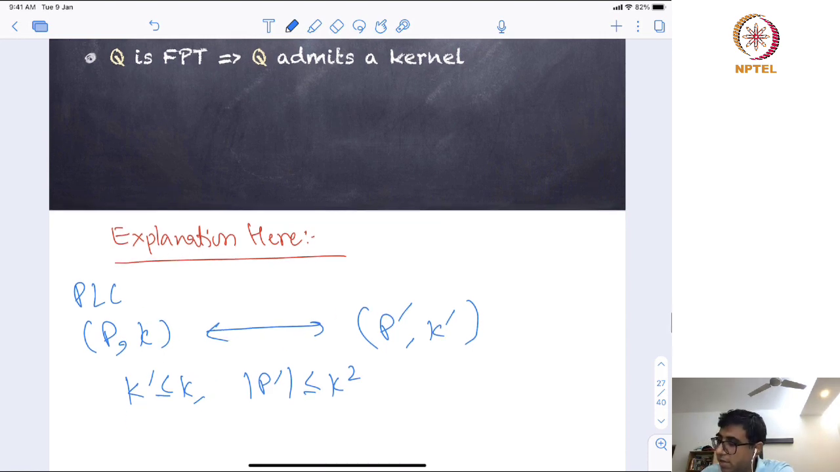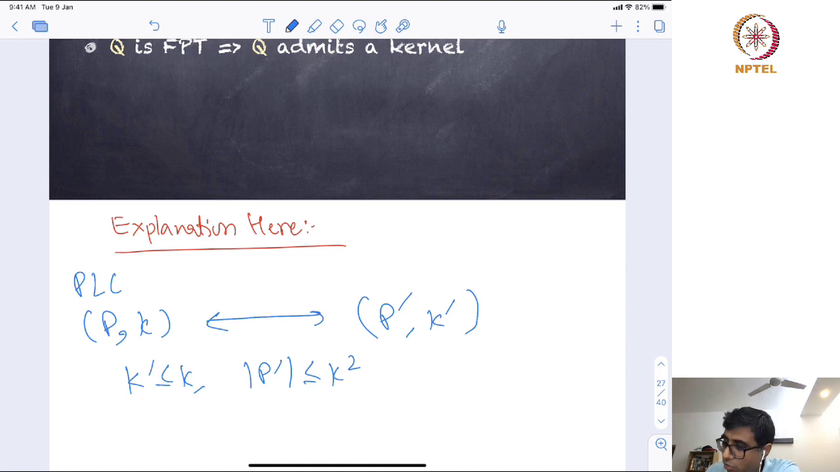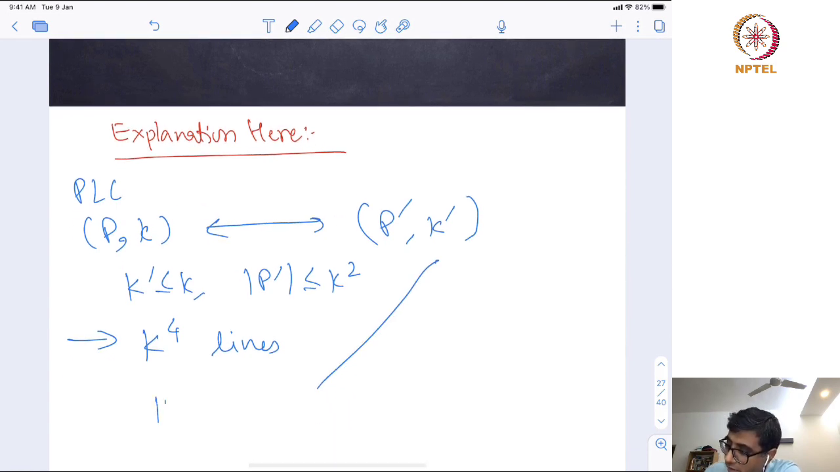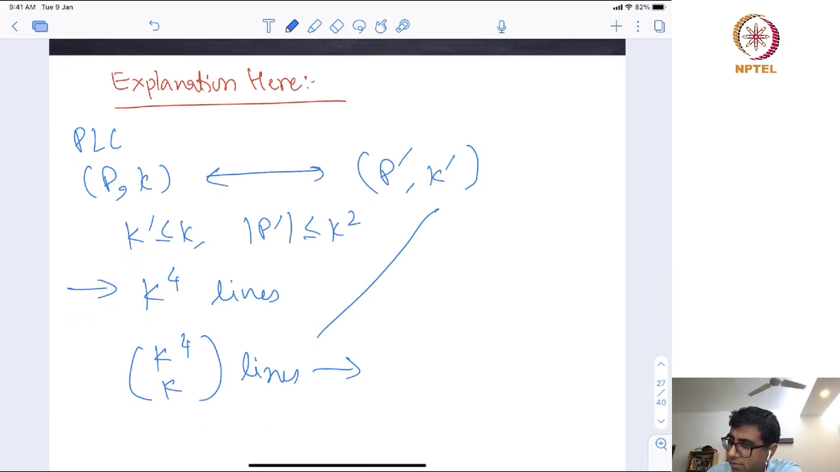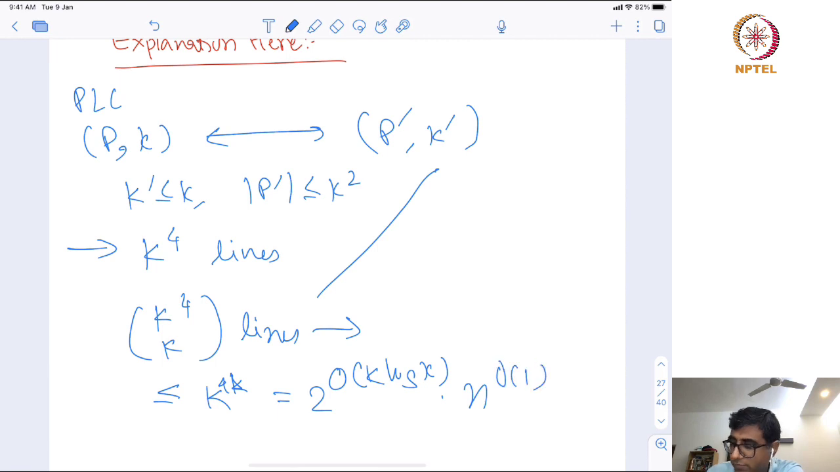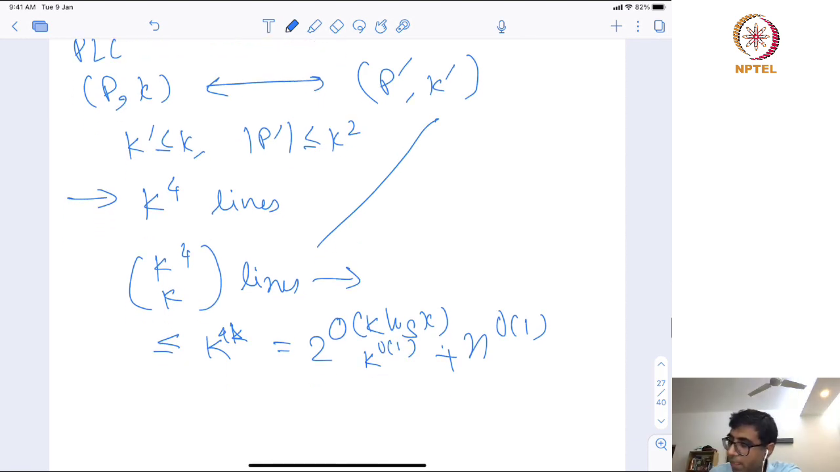Now, to check whether there exist k lines that cover all the points, how many lines do we need to consider? The total number of lines we need to consider is at most k power 4, and from these k power 4 lines we need to choose k lines and check whether they cover all the points or not. How many such possibilities are there? k power 4 choose k is roughly k to the power 4k, which is 2 to the power big O of k log k, times n to the power big O of 1 to get the kernel and to check all these things. So, we do get an FPT algorithm.